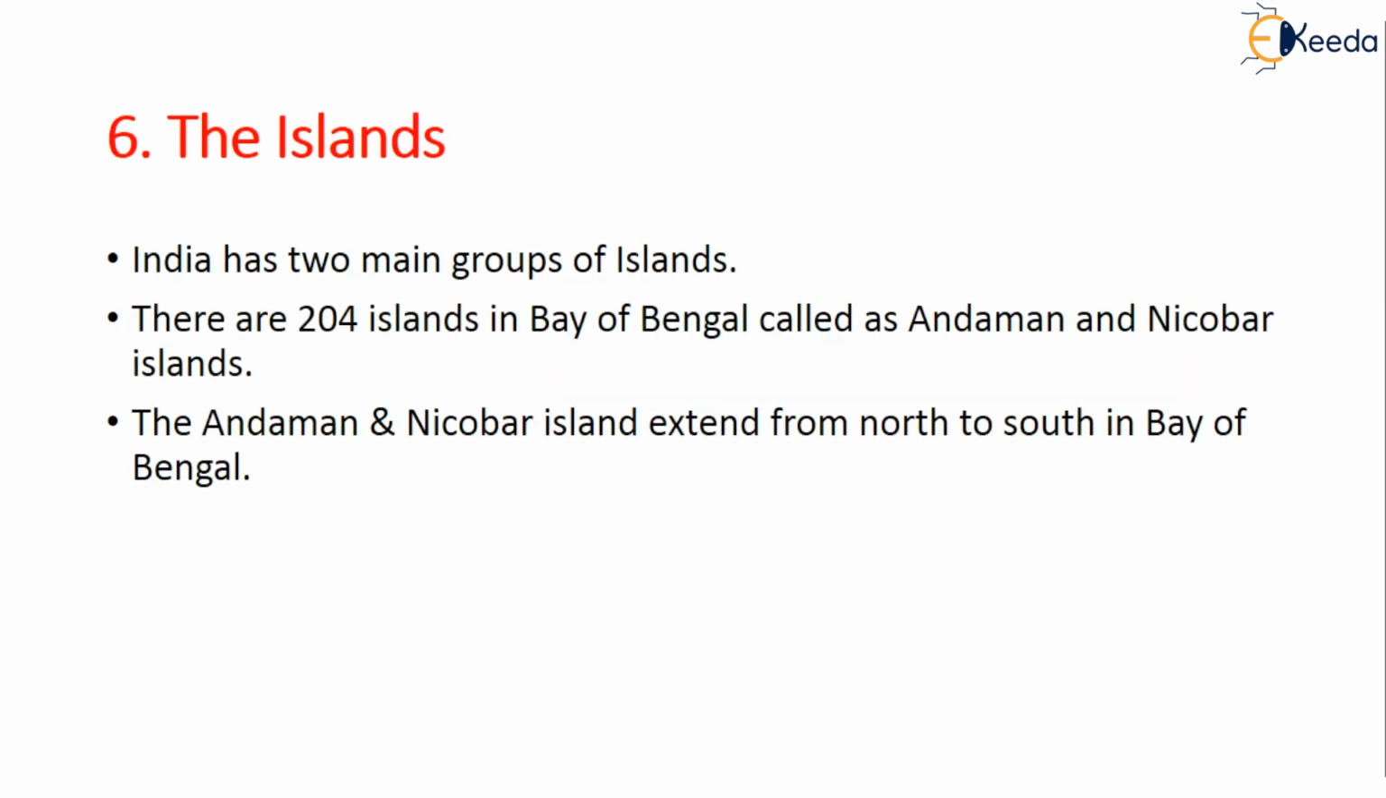Coming to the islands, India has two main groups of islands. There are 204 islands in the Bay of Bengal, which are called the Andaman and Nicobar Islands. The Andaman and Nicobar Islands extend from north to south in the Bay of Bengal. They are bigger in size. Here, an active volcano is located on Barren Island in the Andaman and Nicobar group of islands.